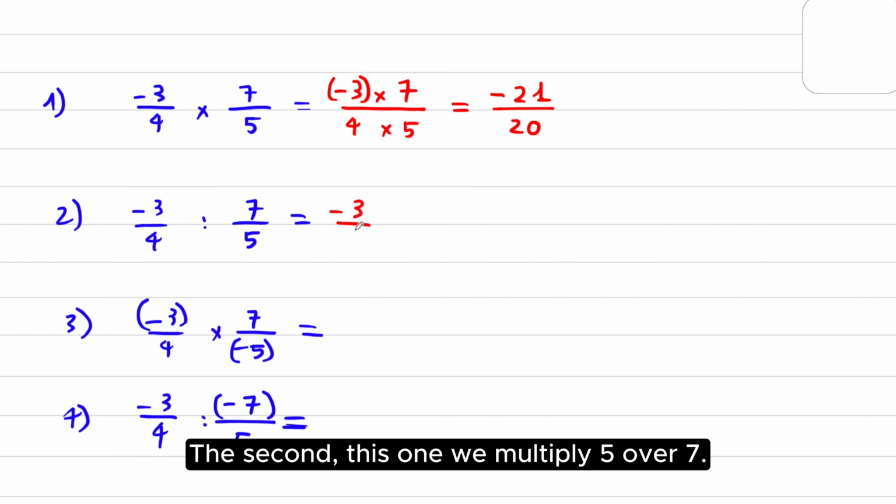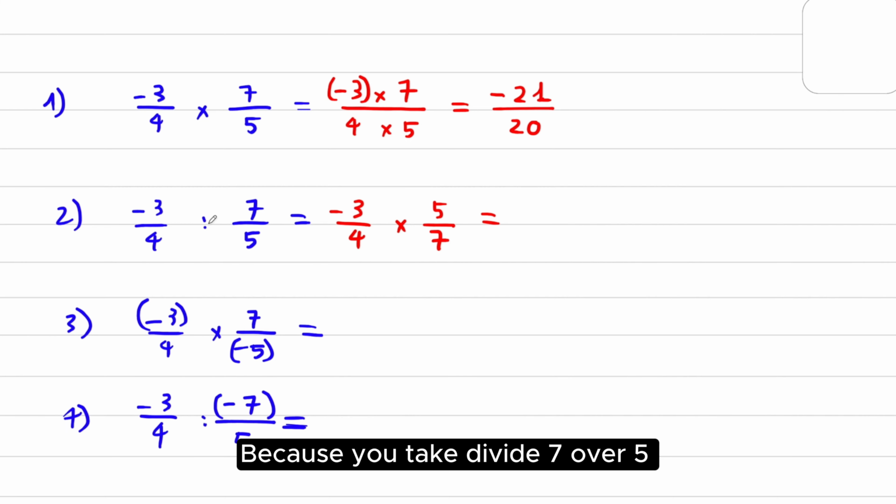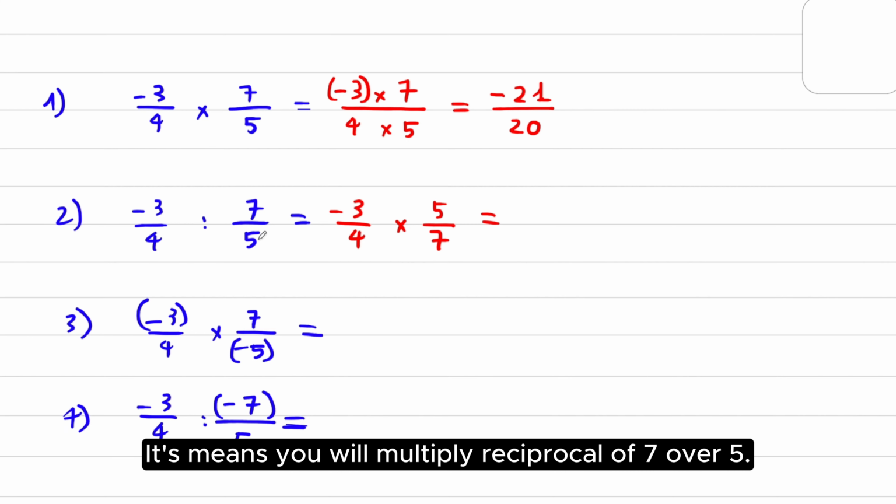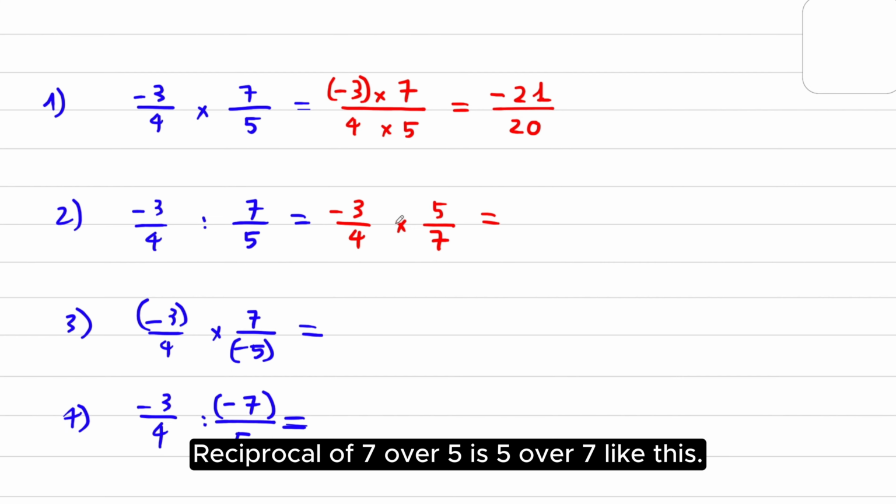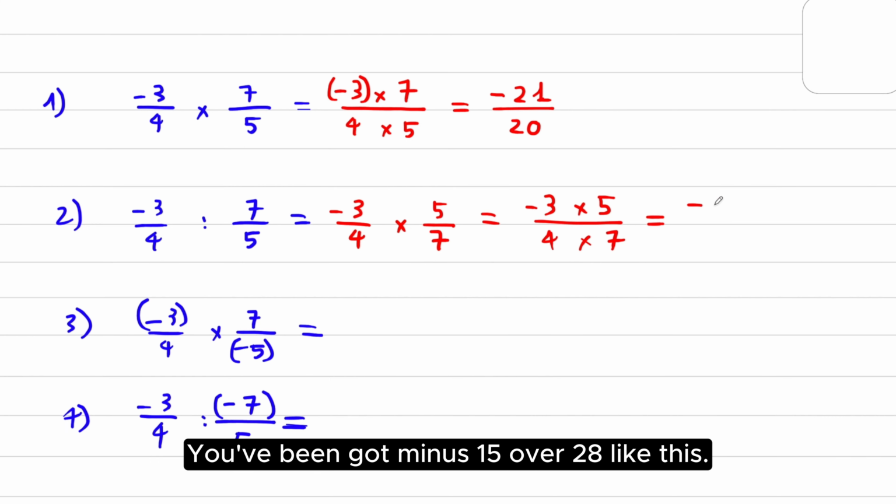The second, this one will multiply 5 over 7. Because you take divide 7 over 5, it means you will multiply by the reciprocal of 7 over 5. The reciprocal of 7 over 5 is 5 over 7, like this. And then you do it the normal way and the result you will get is minus 15 over 28, like this.